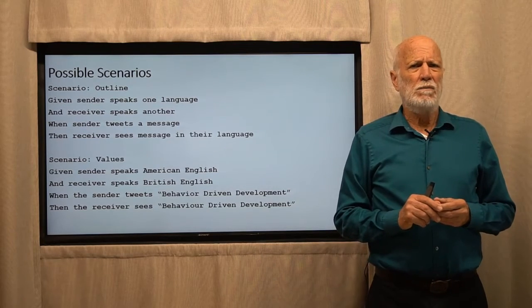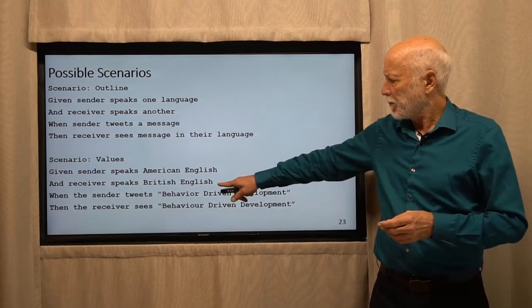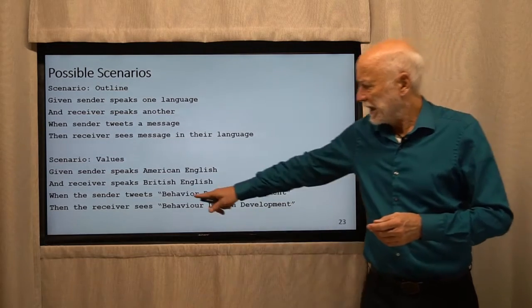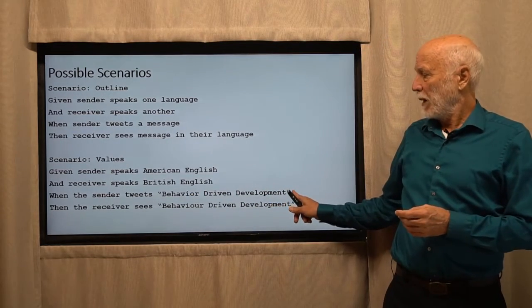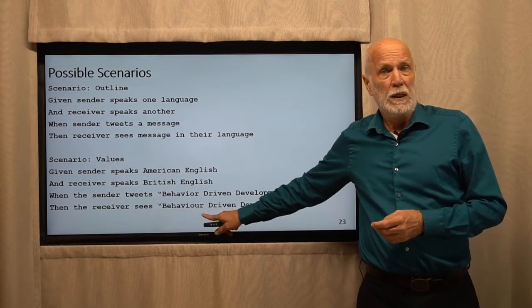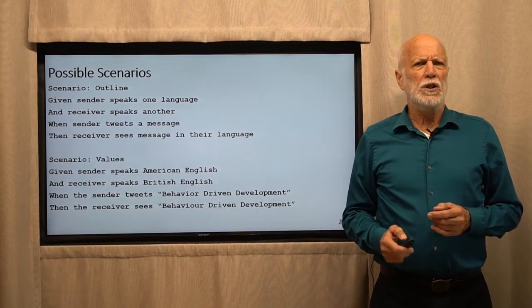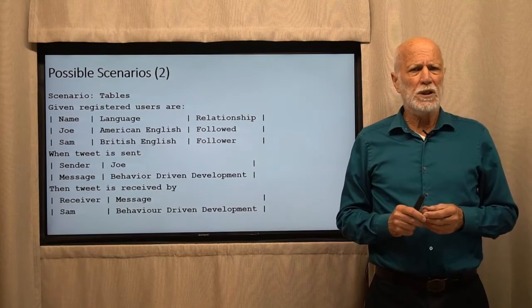Here's the value. Given the sender speaks American English and the receiver speaks British English, when the sender tweets behavior-driven development, then the receiver sees behavior-driven development. And the third shade, the table shade.